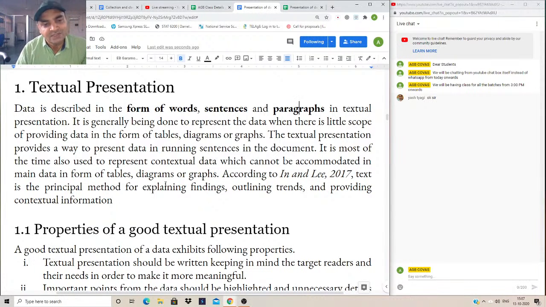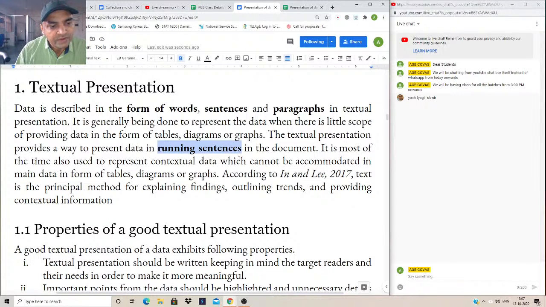So when you find that you will not be able to provide this data in the form of tables or diagrams or graphs, then you go for the textual presentation. This textual presentation provides a way to present data in running sentences. You present the data in the form of running sentences in a document.